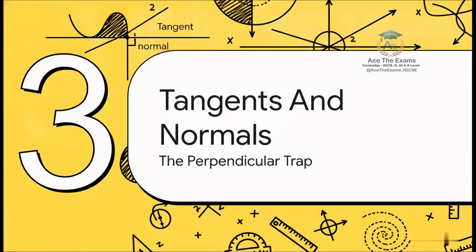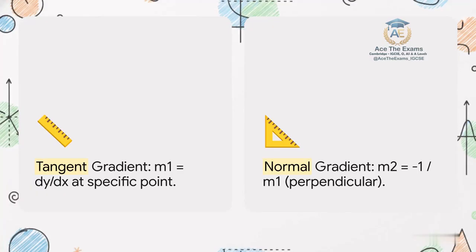Let's look at Section 3, tangents and normals, the perpendicular trap. Remember, at the end of the day, tangents and normals are simply straight lines. So we get to use our trusty standard straight line equation, y minus y1 equals m times x minus x1, provided we get the gradients perfectly right. But a super common pitfall is mixing up your line types when you're under pressure.